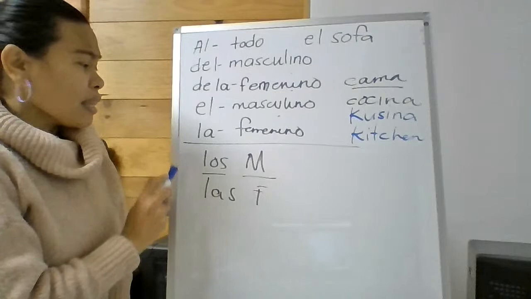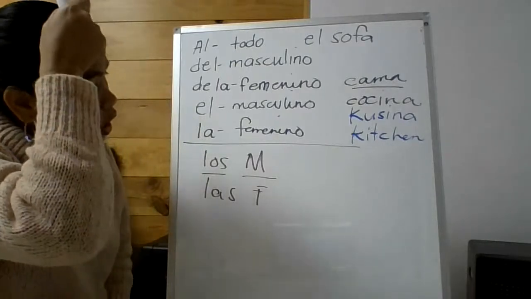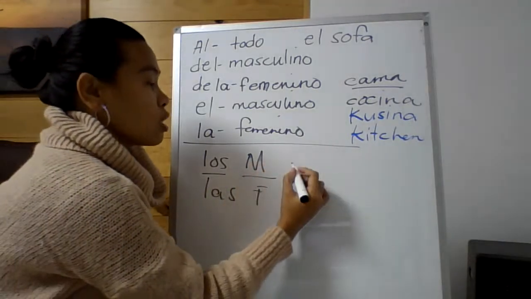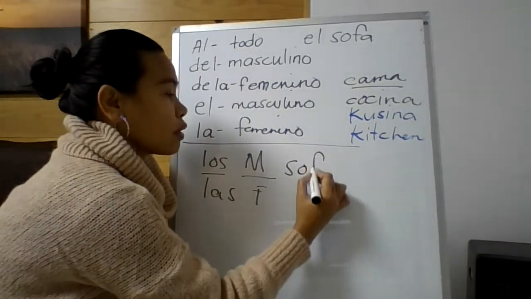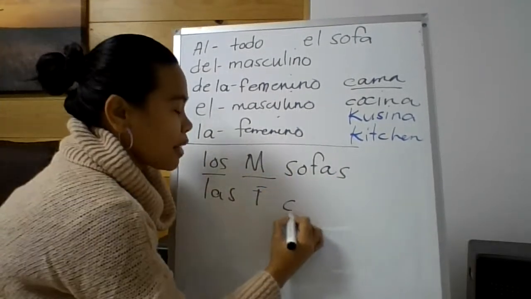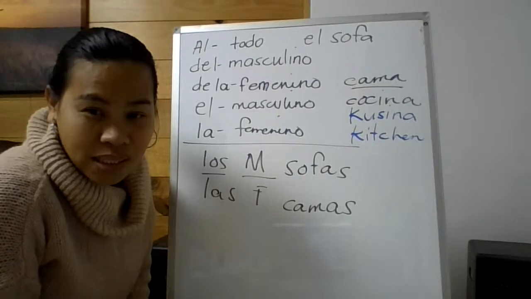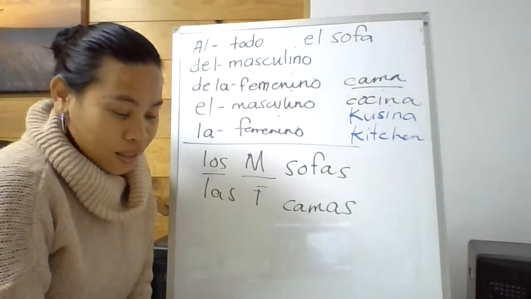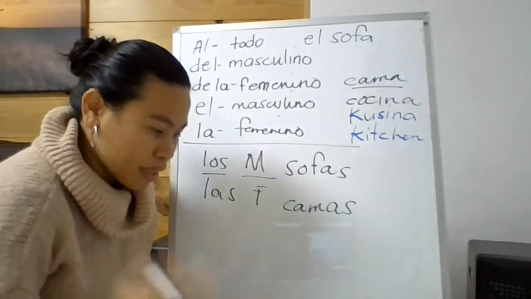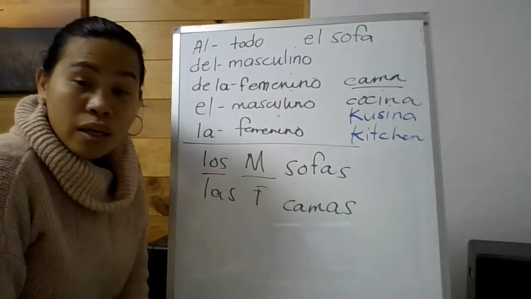Okay. And then "los", for example, "los sofás", ¿vale? Because in Spanish, it's very important. If it's plural, "los sofás", "las camas". ¿Vale? "Las camas". Okay? So that is the way they use the articles in Spanish.